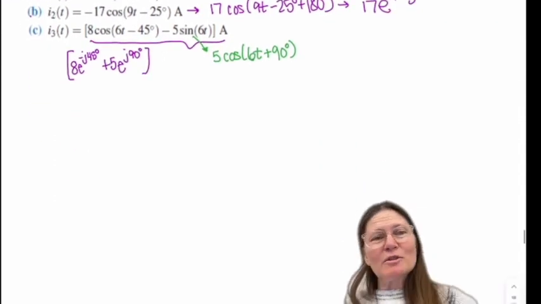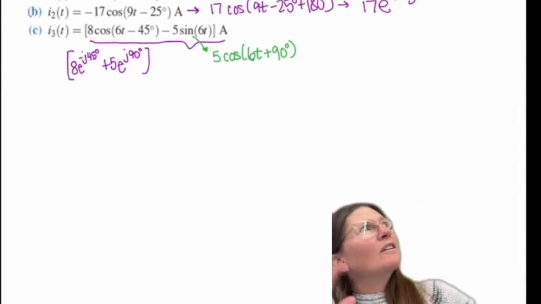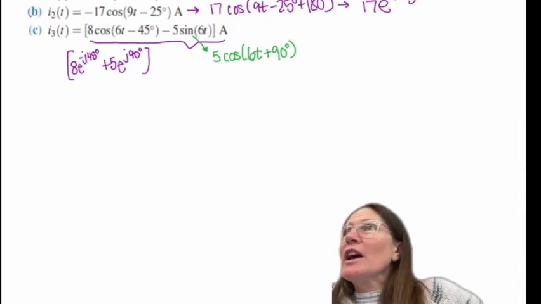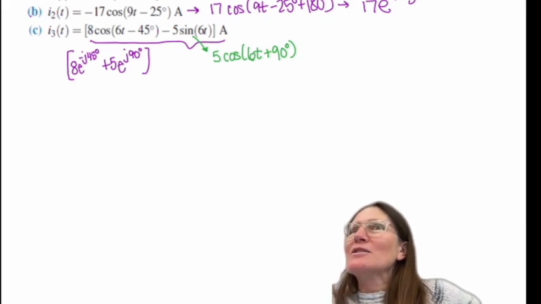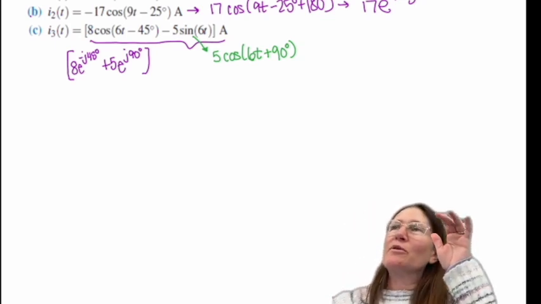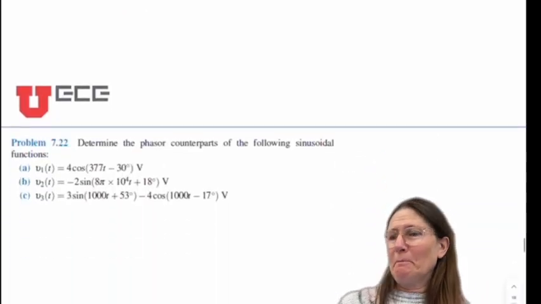But you convert it to rectangular, then you can add them. Just add the real portions, add the imaginary, and then convert it back into the polar to then transform it back into the time.